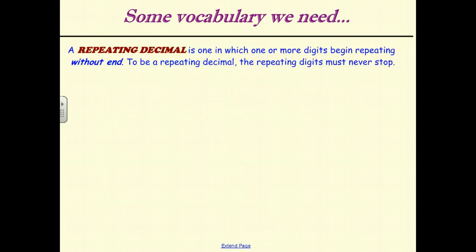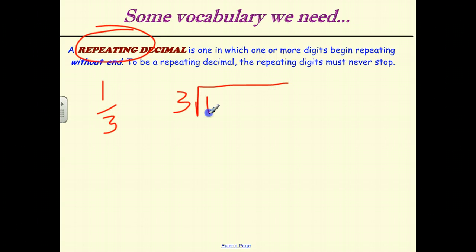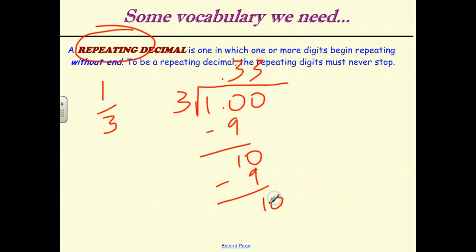On the other hand, we have some decimals that are called repeating decimals, and those are decimals in which one or more of the digits repeats without end. And the most common example of that is something like 1/3. 1 divided by 3. 3 goes into 10 3 times. Minus 9 is 1. Annex a 0, 10. Goes in 3 times. Minus 9 is 1. Annex a 0, 10. Goes in 3 times. Minus 9.